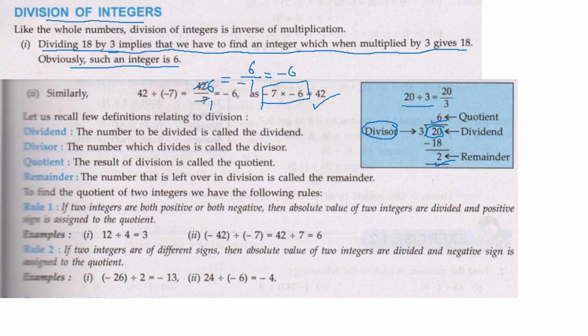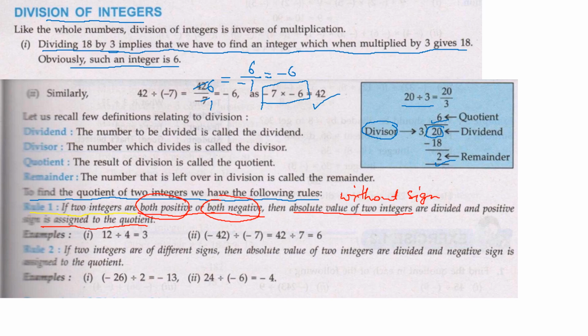Okay. Now, to find the quotient of two integers, we have to follow the following rules. Rule number 1 says if two integers are both positive or both negative. Please remember, both positive or both negative. It means same sign. Then the absolute values of the integers are divided and the positive sign is assigned to the quotient. Absolute value was what? It was without sign, isn't it?